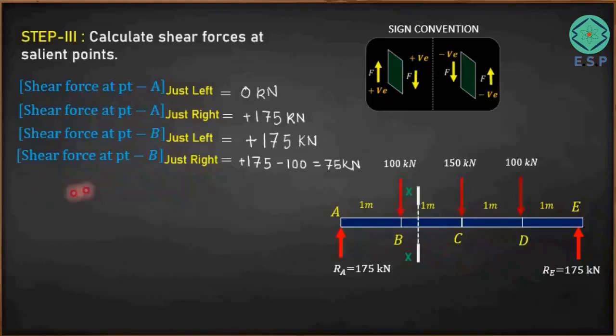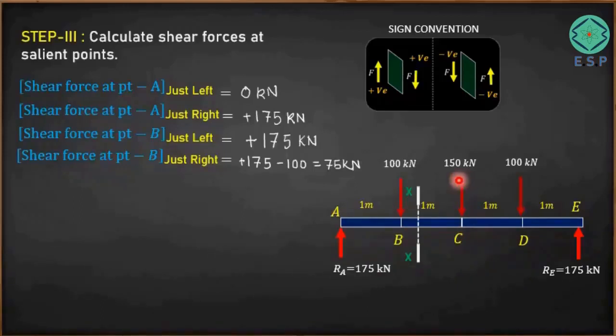kilonewton. So we got shear force at point B just right, means at this particular point B, if you keep your plane just right of the point B, just you cover this particular point, then you got this upward shear force and this downward shear force, and the net value will be 75 kilonewton, which is positive. It means acting in the upward direction. Okay, so I got the variation of shear forces from point A to point B.